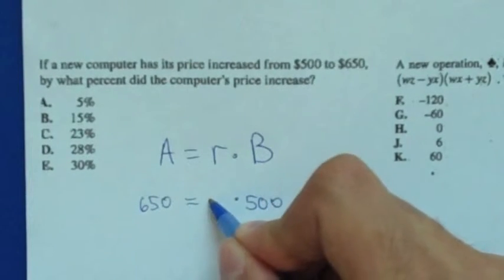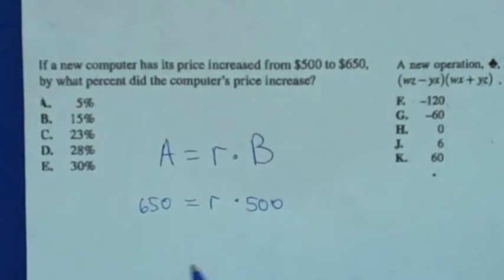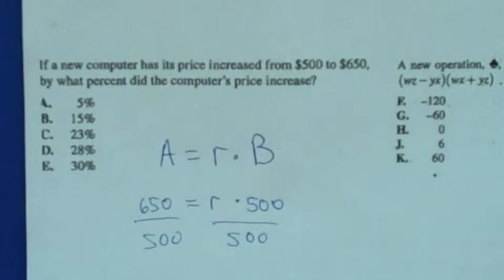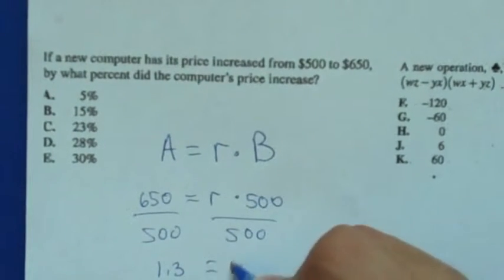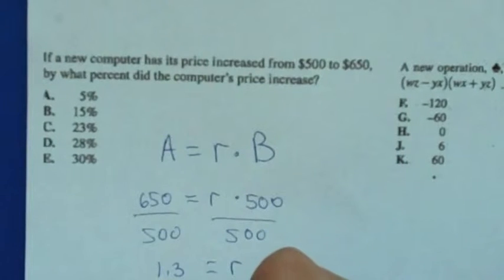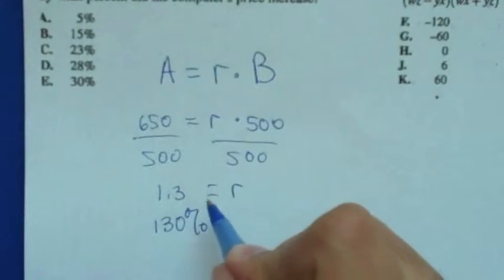The 650 is what the price was afterwards. And the R, the rate, we don't know. This is just a little algebra problem we solve. We divide both sides by 500, and when we divide both sides by 500, we're going to get 1.3, which if I want to turn that back into a percent, is 130%. You move your decimal 2 spots to the right to turn it into a percent.